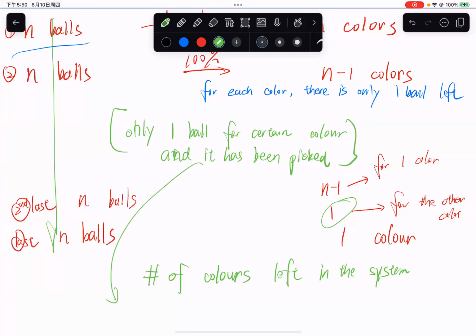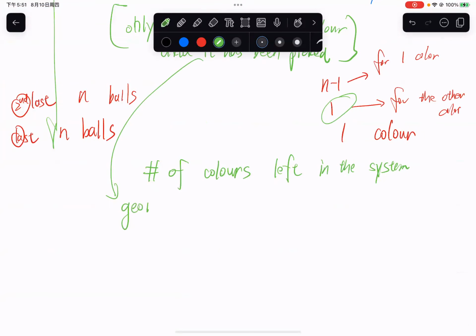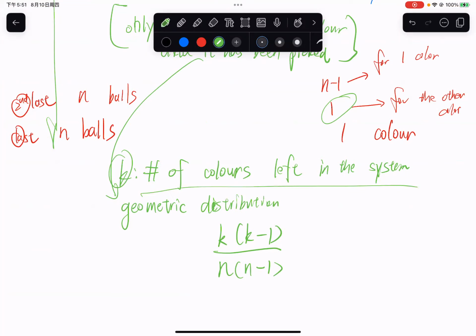So to consider this, it is just a geometric distribution. Well, the probability is that among n balls and n minus 1 balls, we are going to pick, at certain steps, there are k colors, and we are going to pick k minus 1. So k is just the number of colors left in the system. So we are going to pick any of the colors at the very beginning, and we pick the other one. And we are thinking of it as a geometric distribution.